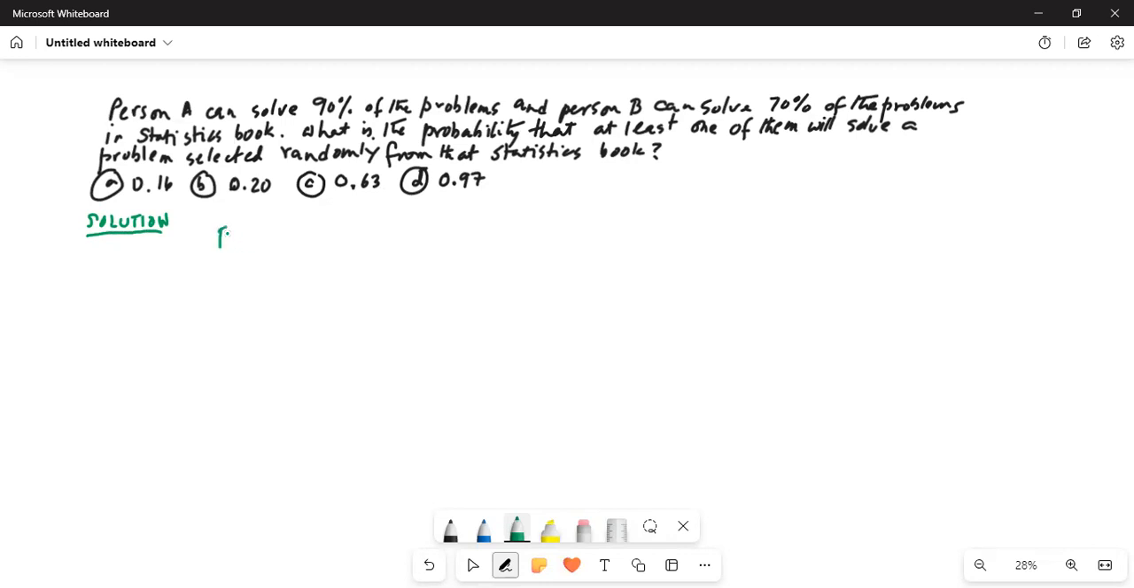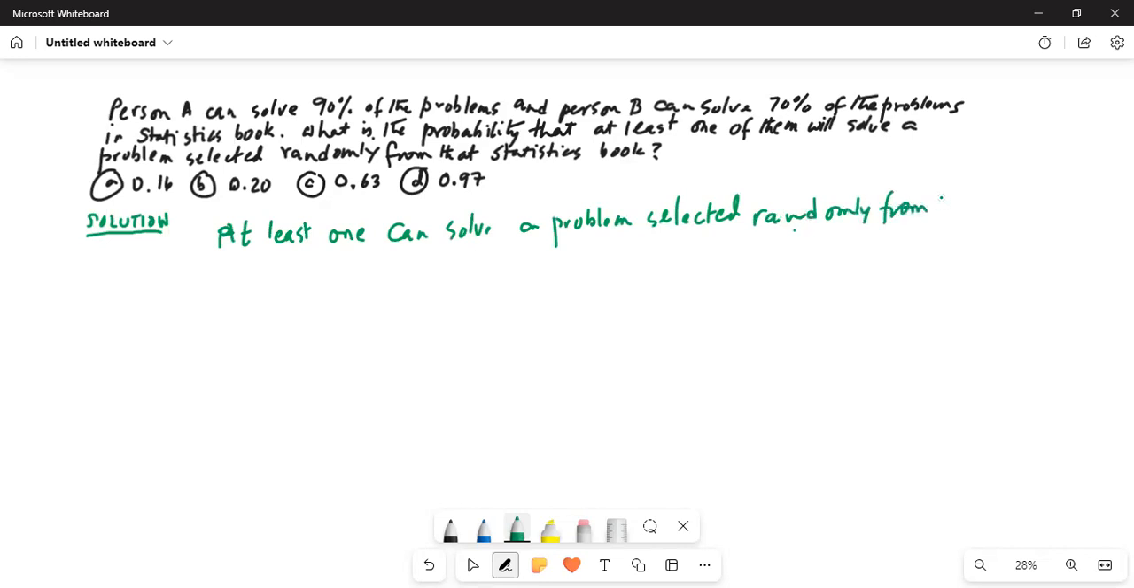So probability at least one can solve a problem selected randomly from the statistics book. That is the event we are looking at. At least one means minimum one and above.